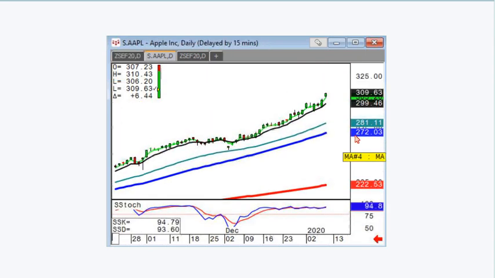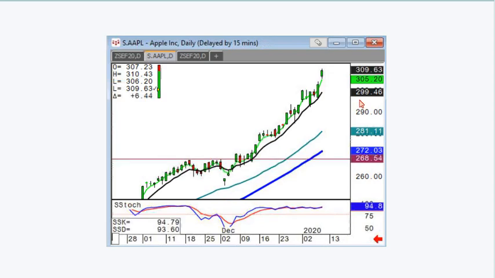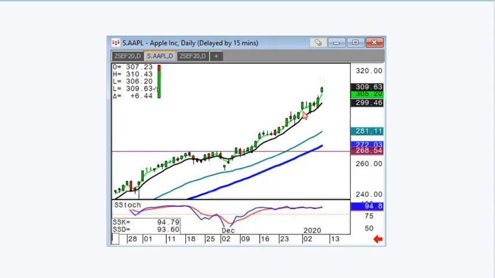This is Apple. In the options room, we've been after Apple ever since it broke out through this level. Because what do you have? Wave 1, wave 2, wave 3. How long do you hang on to wave 3? Until you see a sell signal and a close below the T line.